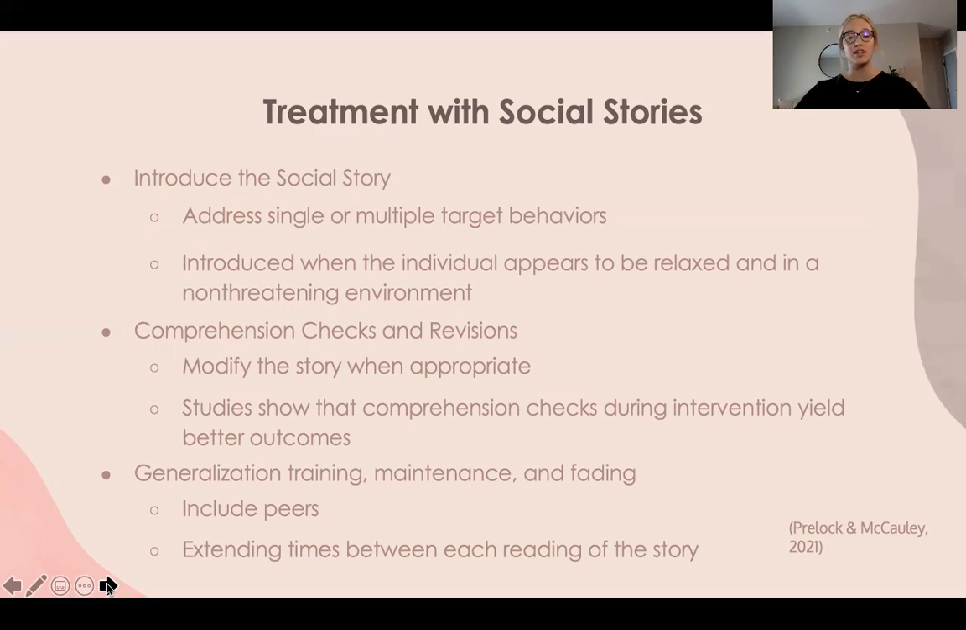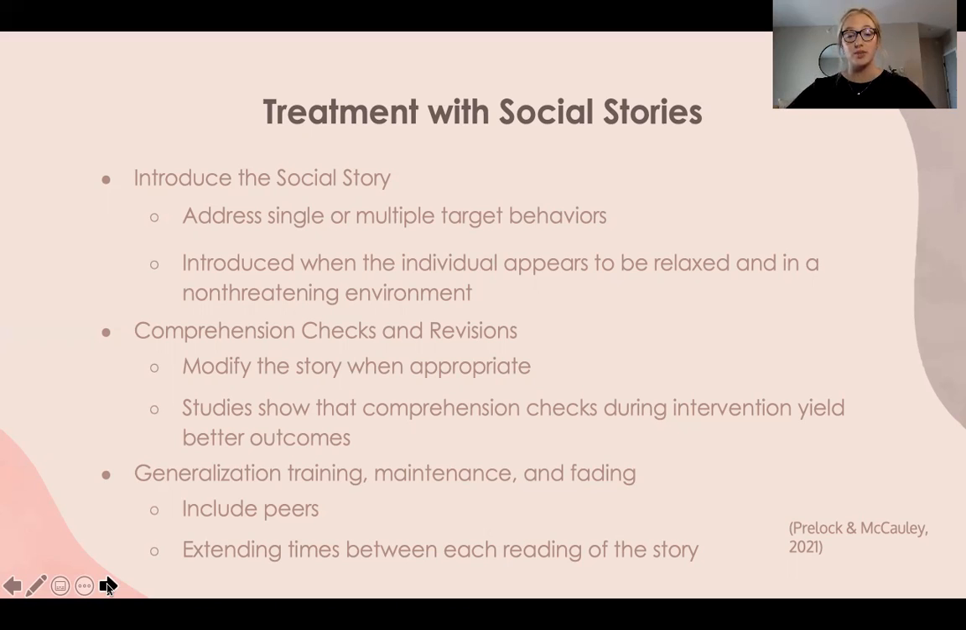The second treatment component is comprehension checks and revisions. The social story should be revised or modified when it seems appropriate. And comprehension checks are just verifying that the individual or the reader is understanding the information in the social story. There are studies that have shown that comprehension checks throughout intervention yield better outcomes.